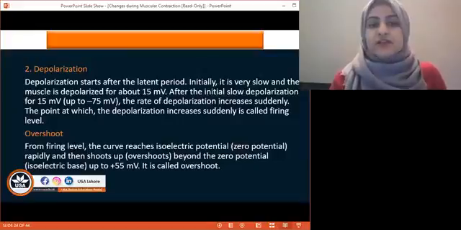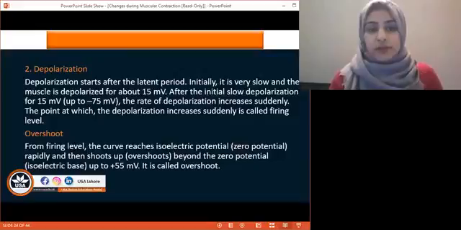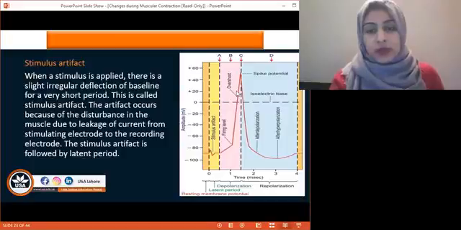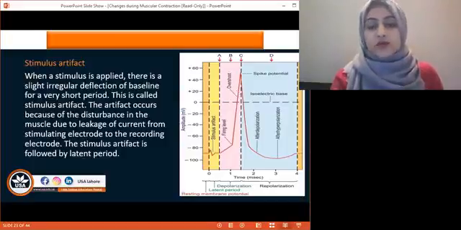From firing level, the curve reaches isoelectric potential, which is the point of zero potential, rapidly, and then shoots up beyond the level of zero potential, up to plus 55 millivolts, which is called overshoot. So you see the muscle comes from negativity, and it shoots up. It does not stop here at zero potential. It goes up and up almost to the level of plus 55 millivolts. So this shooting up beyond the level of zero potential is known as overshoot.